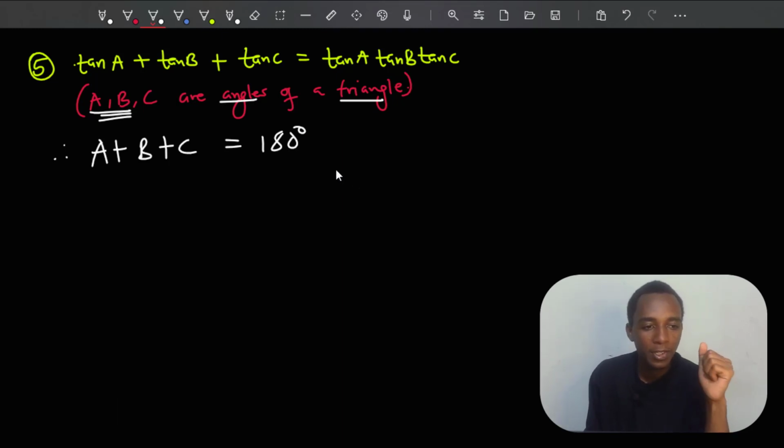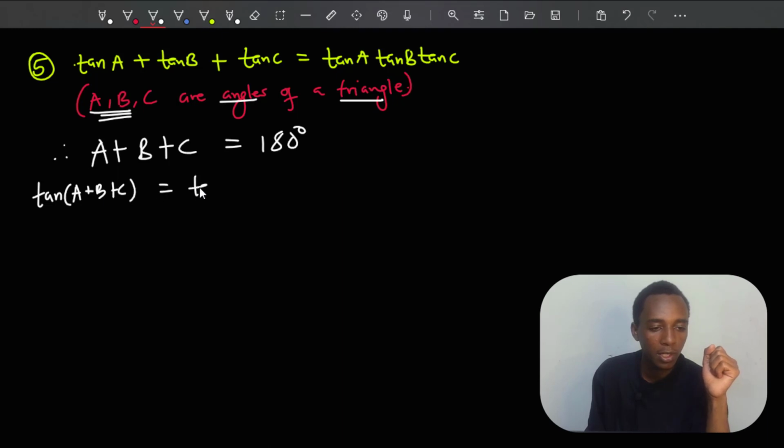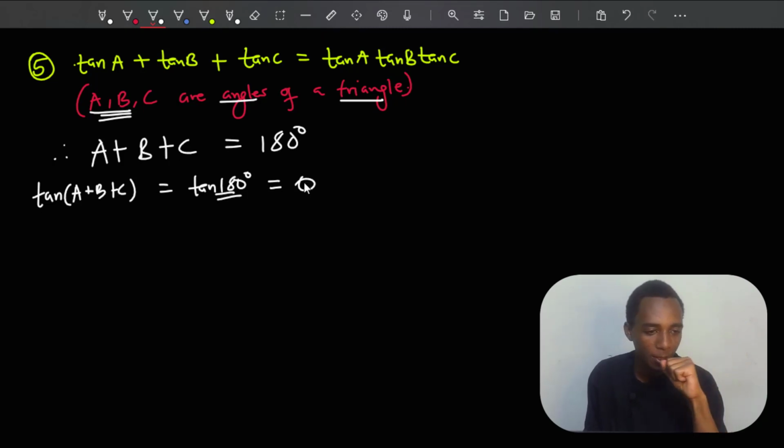So let's try to introduce tangent on both sides. I have tan of A plus B plus C equals tan of 180 degrees. And by the way, the tan of 180 degrees is actually zero. So tan of A plus B plus C equals zero.